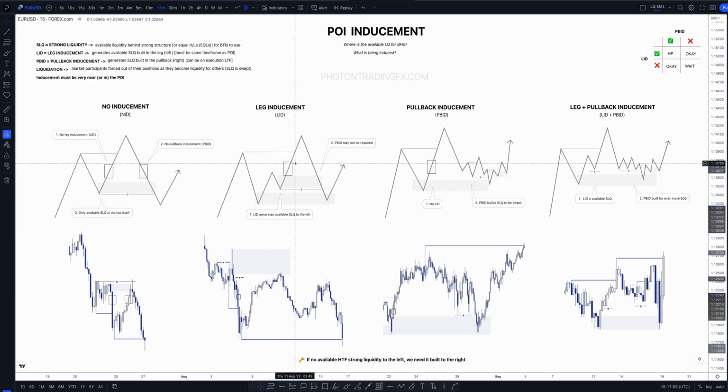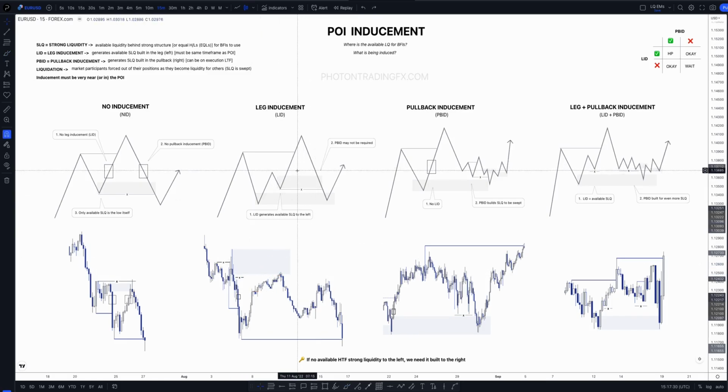So all you're going to say to yourself is there's no inducement, so I need to see inducement built to the right, okay? And if there isn't, then perhaps you can save yourself a loss because no liquidity has been built. So where is the available liquidity for BFIs? What is being induced? This low is being induced. That's where the available sell side liquidity is below, okay? So the exact opposite of what happened here. No inducement for this POI, so that was being induced to generate sell side liquidity for this POI, okay?